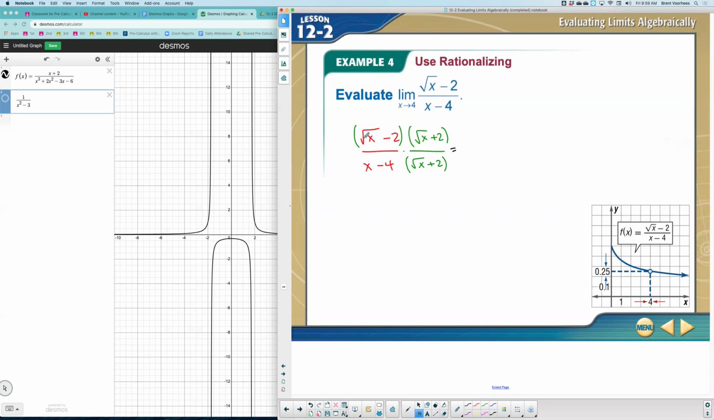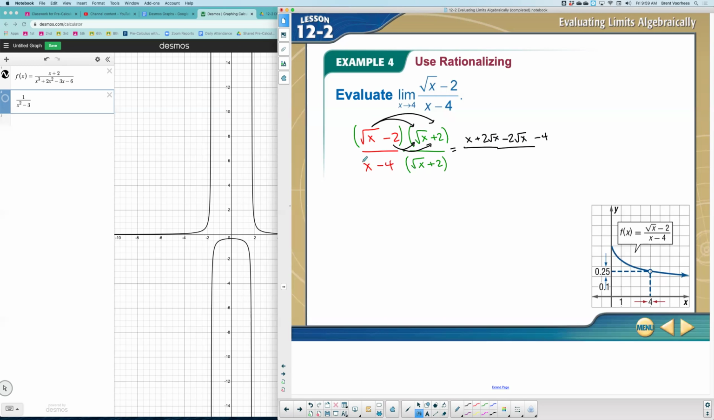Whenever you have this setup right here, it's called the difference of squares. It's going to create a perfect square when you have the square root of x times the square root of x. You get the square root of x squared, which happens to equal simply x. Then you have the square root of x times 2, which would be plus 2 square roots of x. And then you have a negative 2 times the square root of x, so minus 2 square roots of x. And then a minus 2 times a positive 2, which is going to give me a negative 4.